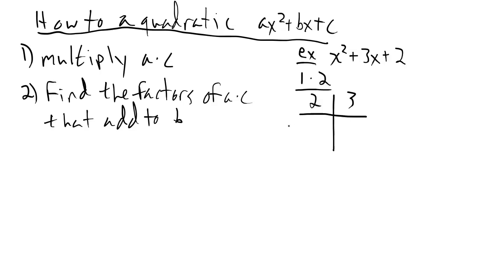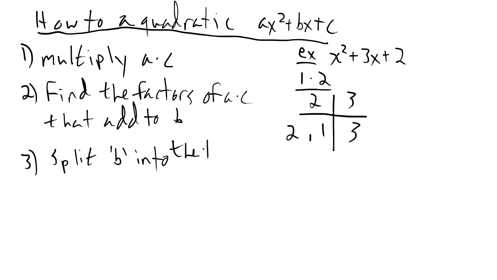Remember, if you don't know, we just start going down the list. What do we know? 2 is 2 times 1. 2 plus 1 does give us 3, so those are our factors. What's the next step? Step 3 is to split b into the two factors. So now we had 3x here. We're going to split that up into 2 and 1. So this becomes x squared plus 2x plus 1x plus 2.